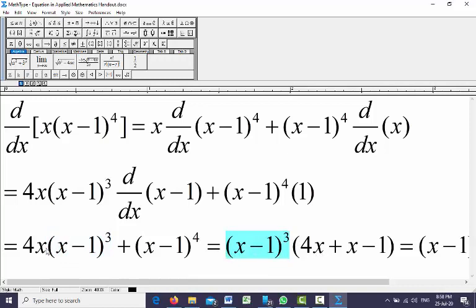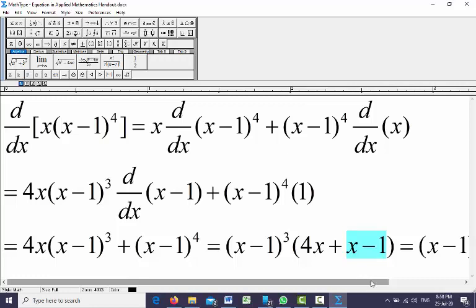If you take this one common, we will be left with only 4x for the first one. Here we have already taken x minus 1 power 3 common, but here we have x minus 1 power 4. So only x minus 1 power 1 will be there, and you don't have to write power 1. We will be left with only x minus 1.